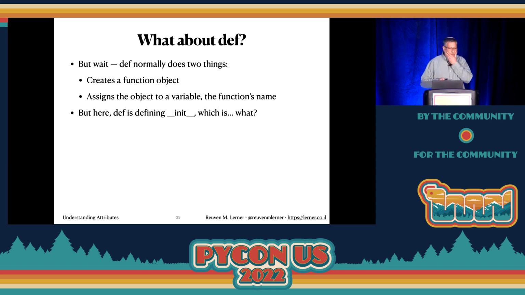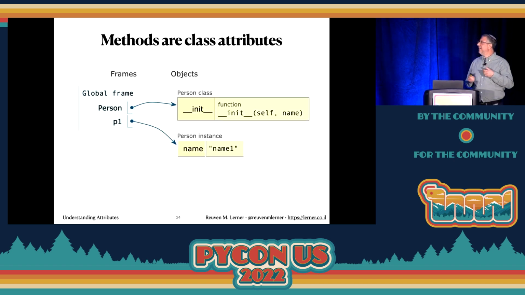But there's something kind of weird going on here. What about def? Def does two things. It creates a new function object, and it assigns that object to a variable, that function's name. But here, def is defining dunder_init, which is what? It's an attribute. Methods are attributes.